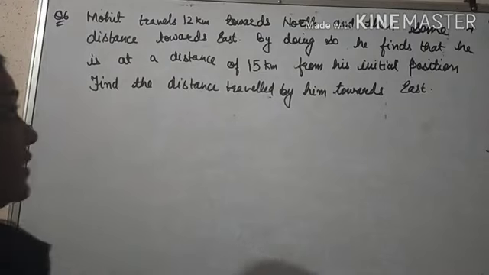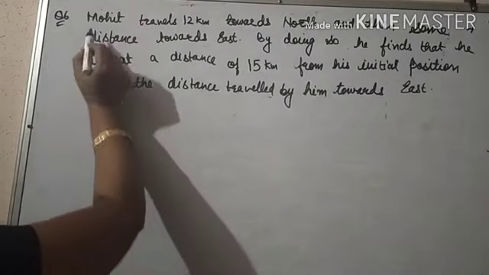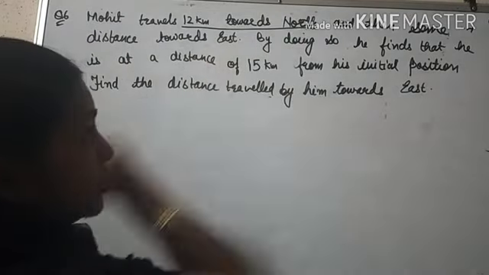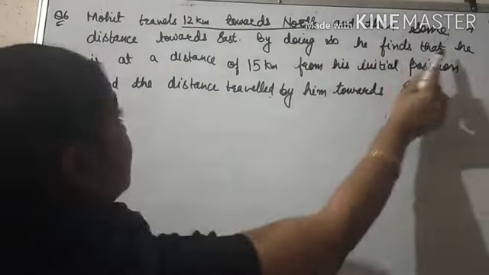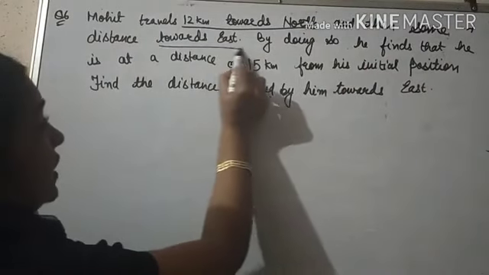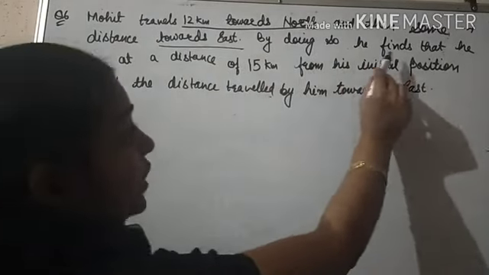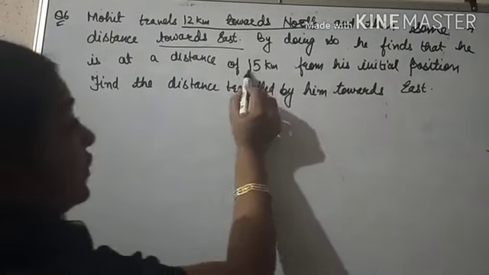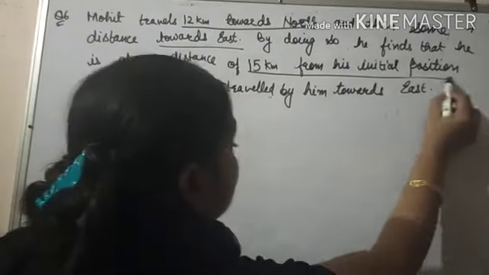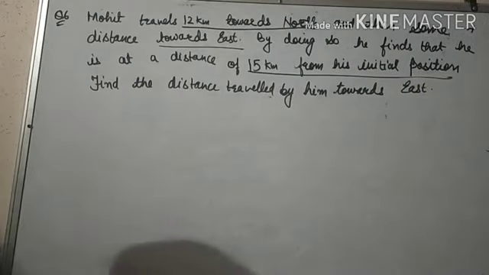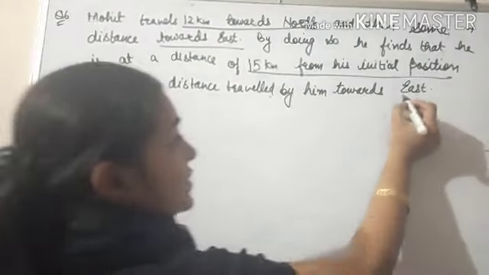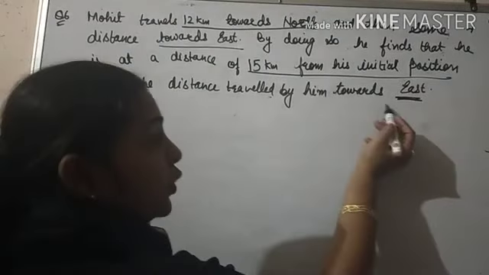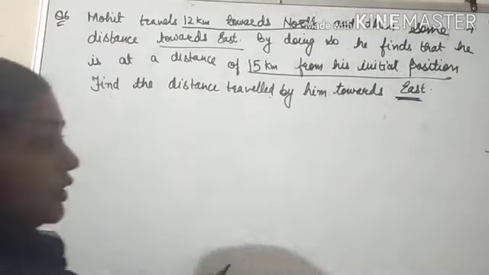But dear students, see in question number 6 it is given: Mohit travels 12 kilometers towards north and then some distance towards east. By doing so, he finds that he is at a distance of 15 kilometers from his initial position. Find the distance travelled by him towards east. Now how to solve this problem?